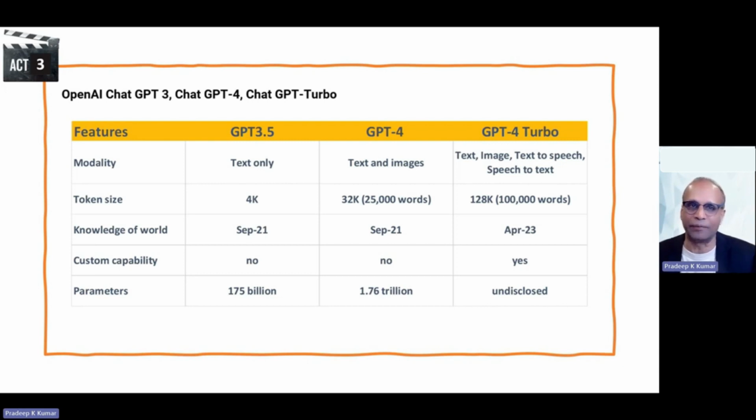And unlike the two previous iterations, ChatGPT 4 Turbo is current up to April of 23, versus the previous ones, which were September of 21. And unlike the previous two models, ChatGPT 4 Turbo gives you the ability to create custom models and share them with others.